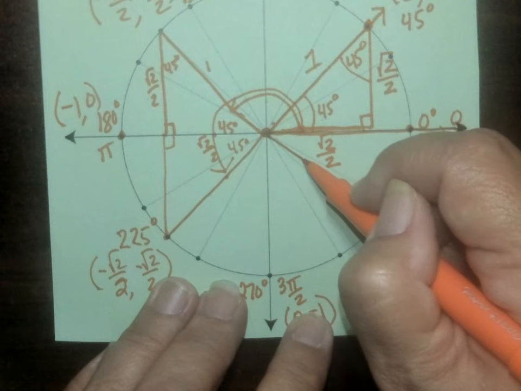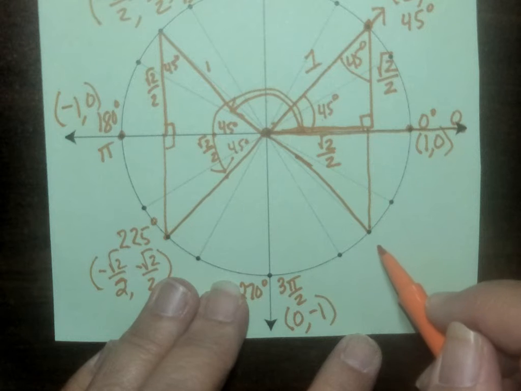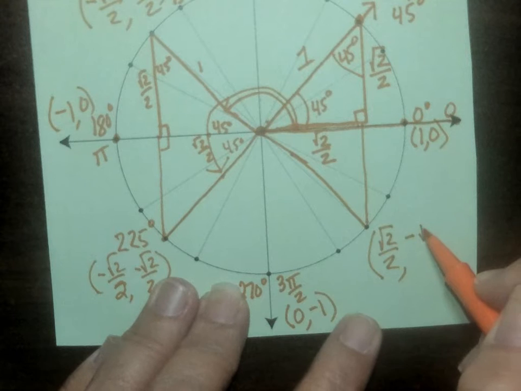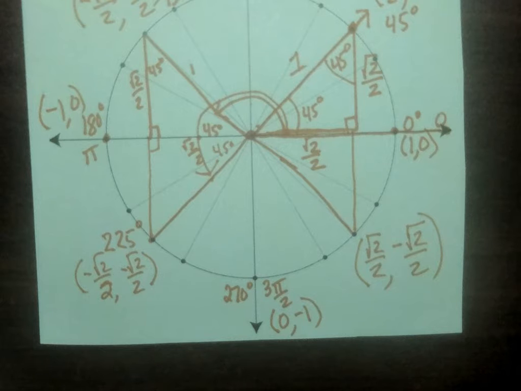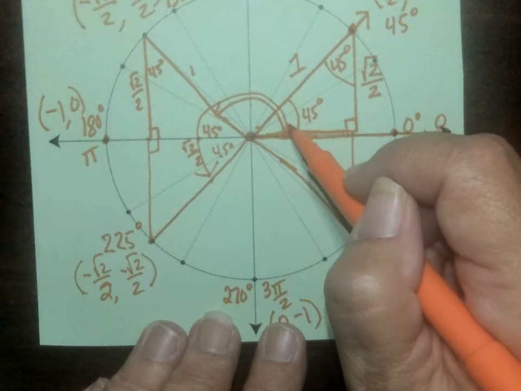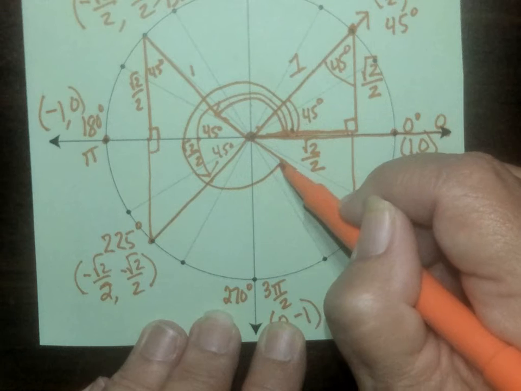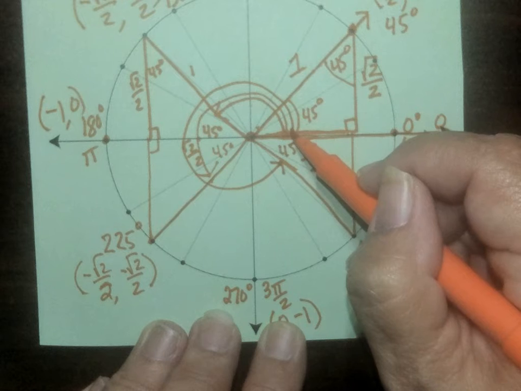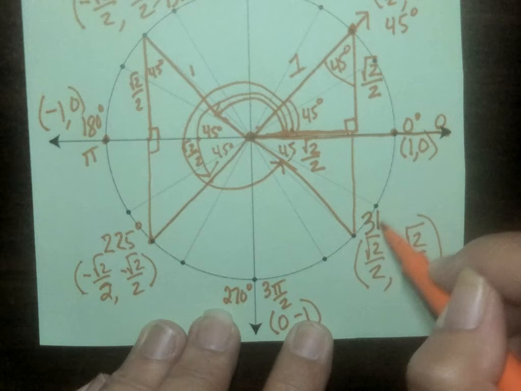Alright, and then we've got one more. So this ordered pair is going to be square root of 2 over 2, negative square root of 2 over 2. But remember, we're talking about this angle that starts at this initial ray and goes all the way around to this terminal ray. So you see that would be 360 for the whole circle minus 45. So this angle is at 315 degrees.